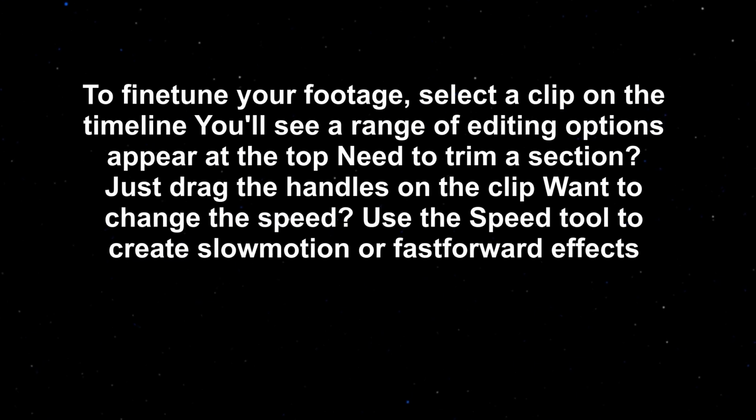To fine-tune your footage, select a clip on the timeline. You'll see a range of editing options appear at the top. Need to trim a section? Just drag the handles on the clip. Want to change the speed? Use the speed tool to create slow motion or fast-forward effects.